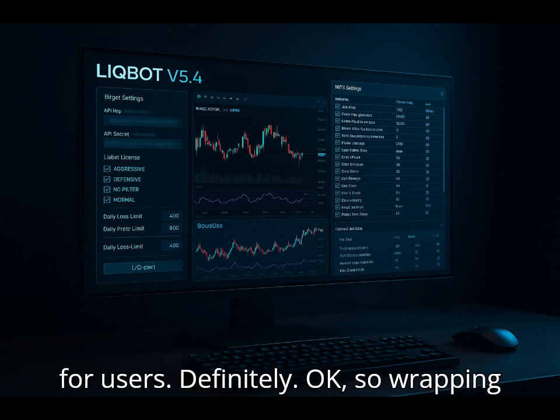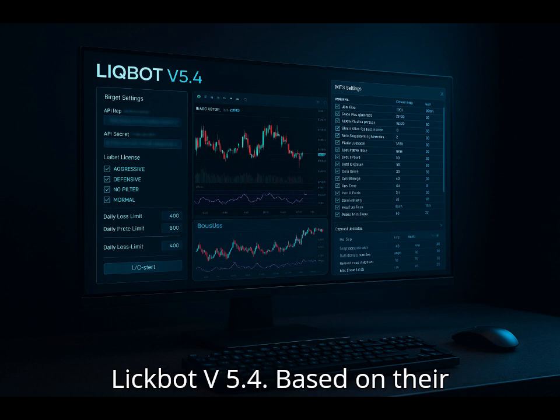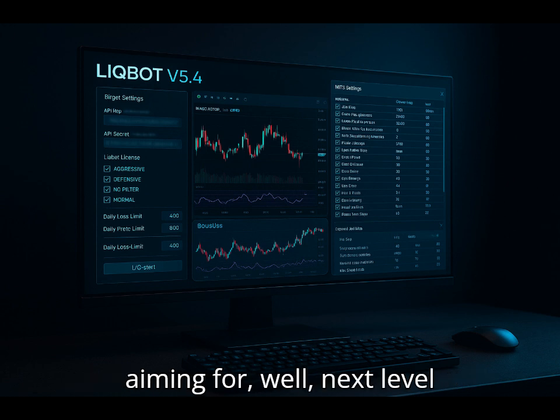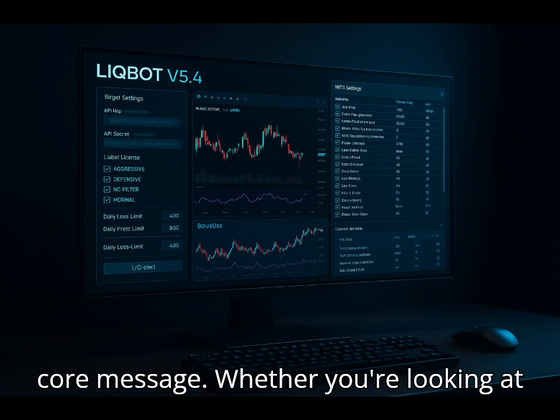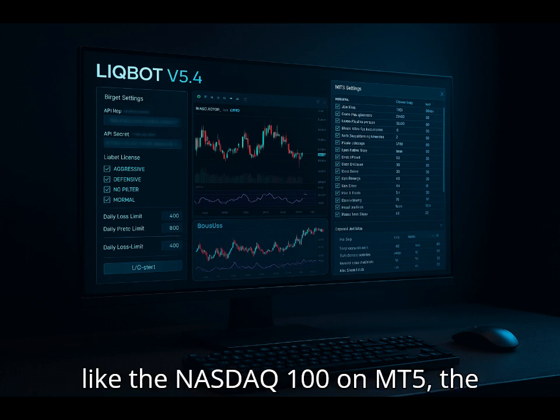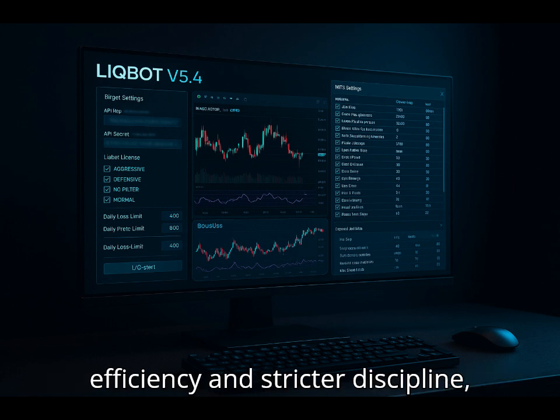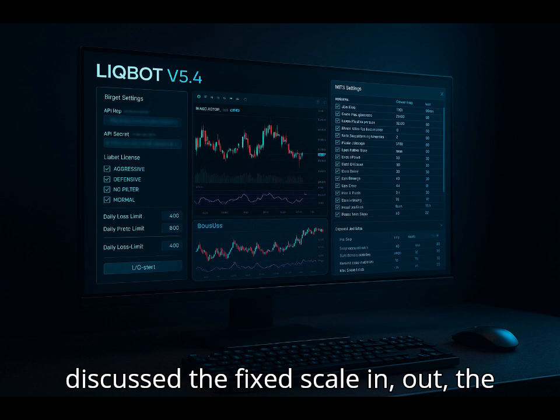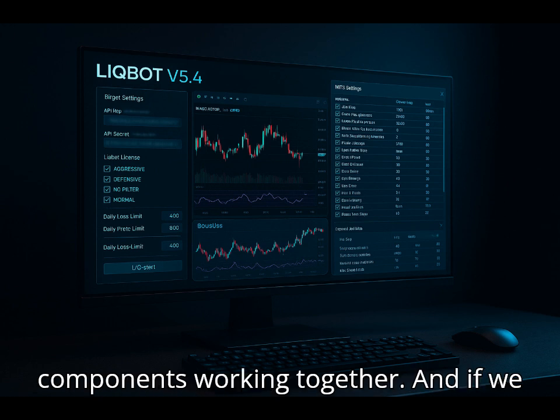Definitely. Okay, so wrapping this up. This deep dive into LiqBot V5.4, based on their materials, paints a picture of a tool aiming for, well, next-level automated trading. That seems to be the core message. Whether you're looking at crypto on Binance or Bitget or indices like the NASDAQ 100 on MT5, the promise is about enhanced control, better efficiency, and stricter discipline. Right. Through those features we discussed: the fixed scale in-out, the hard profit and loss limits, the risk modes, that AI sizing engine. Yeah, all those components working together.